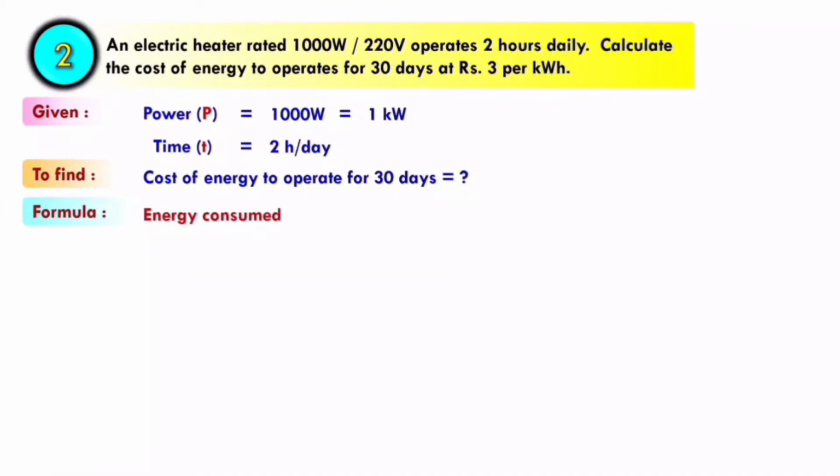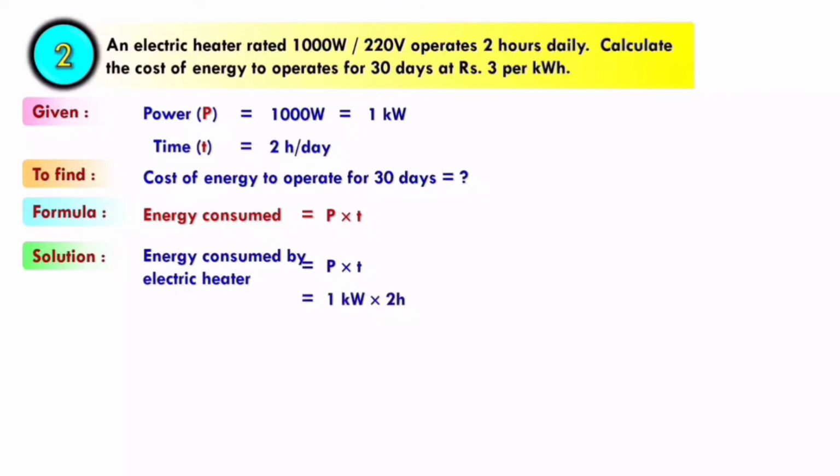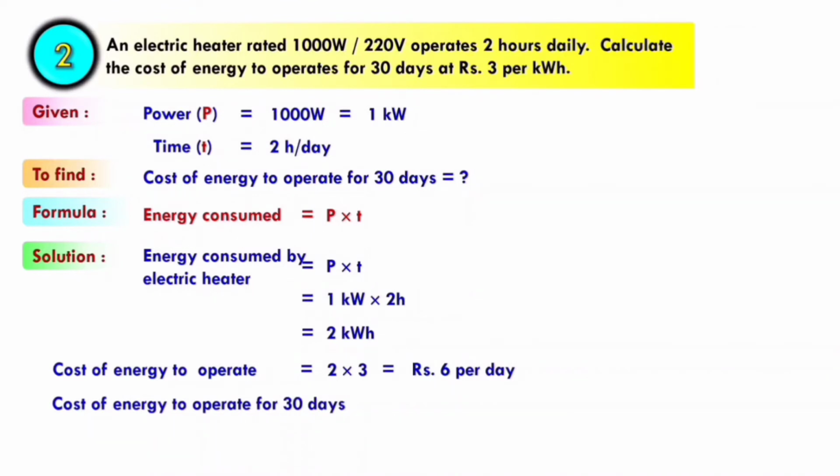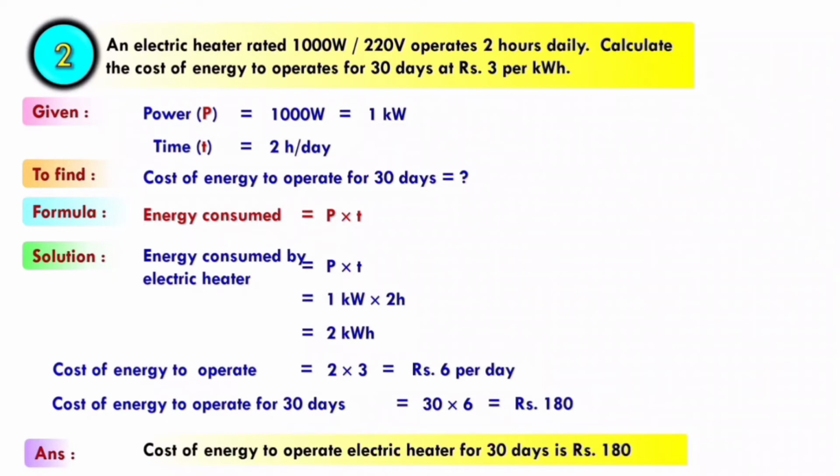The formula we will use: energy consumed equals power into time. Now put the values. For power it is 1 kilowatt into 2 hours, so it is 2 kilowatt hour. The cost of energy to operate equals 2 into 3, that is rupees 6 per day. Now the cost of energy to operate for 30 days will be 30 into 6, equal to rupees 180. So the answer is, the cost of energy to operate the electric heater for 30 days is rupees 180.